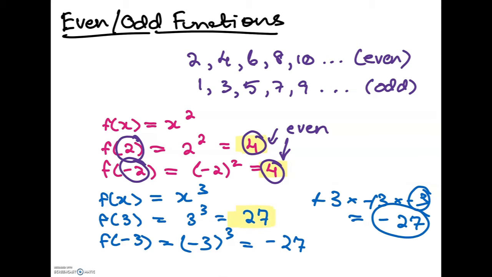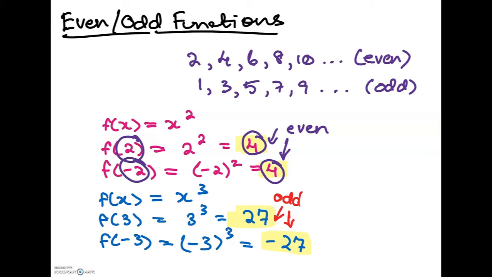Now, as you can see, you have a positive 27 and you have a negative 27. So they're still the same number, but one is positive and one is negative, so they're different. So this function is odd, because you got the same numerical value, but the sign of both of them are different. So now let's do our last case when it comes to even or odd functions.